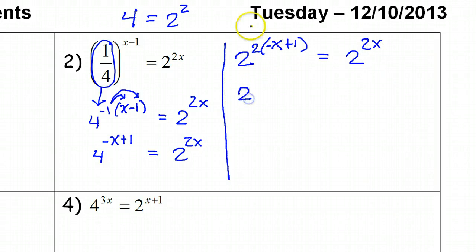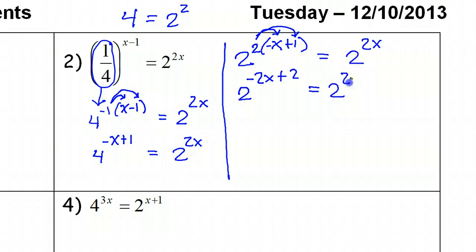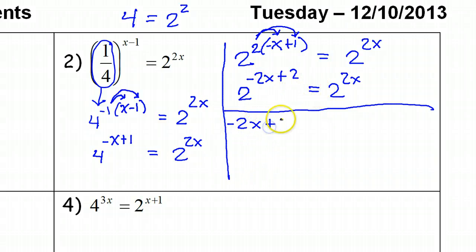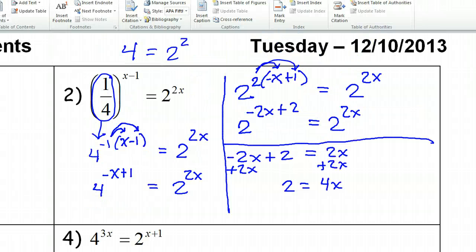So this will be 2 to the, going to do the distributive property. So that'll give me negative 2x plus 2 equals 2 to the 2x power. Okay, now that the bases are finally the same, logic tells me that the exponents must be equal. So negative 2x plus 2 should equal 2x. I will solve this by adding 2x to both sides. So that'll give me 2 equals 4x. To get x by itself, I need to divide by 4.